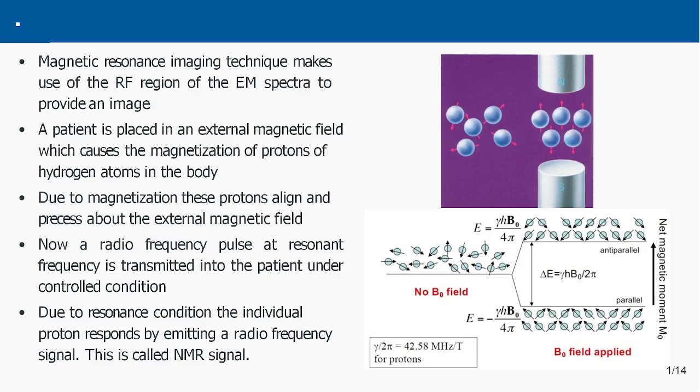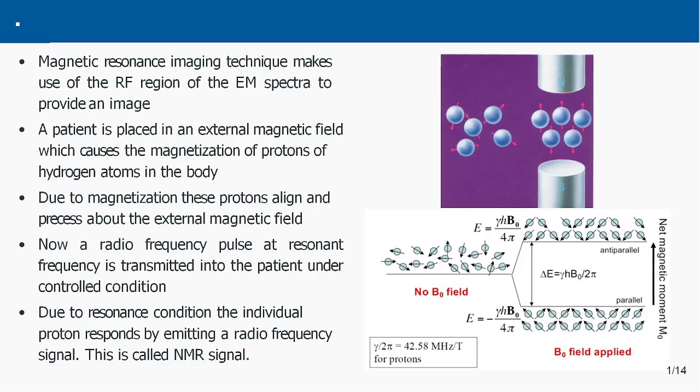So that means each hydrogen atom is associated with one magnetic dipole. This is the fundamental concept upon which the MRI technology depends. Now we'll see one by one.